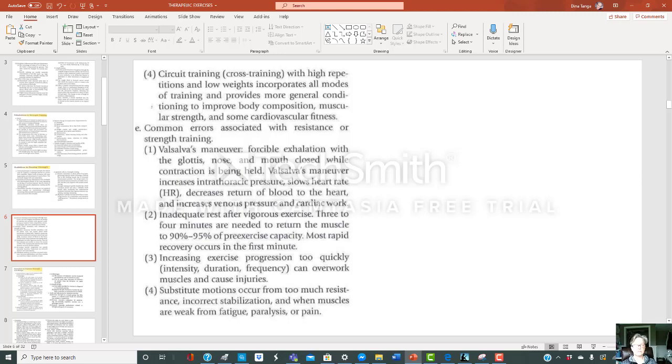Increasing exercise progression too quickly. Intensity, duration, and frequency can overwork muscles and cause injuries. Substitute motions occur from too much resistance, incorrect stabilization, and when muscles are weak from fatigue, paralysis, or pain.